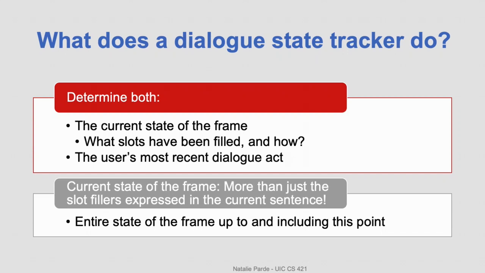A dialogue state tracker determines the current state of the task frame. It keeps a running tally of which slots have been filled and with what information. This tally counts information that has been received over the course of the entire interaction, not just the present input. It also remembers the user's most recent dialogue act, which can be very handy when selecting what to do next.